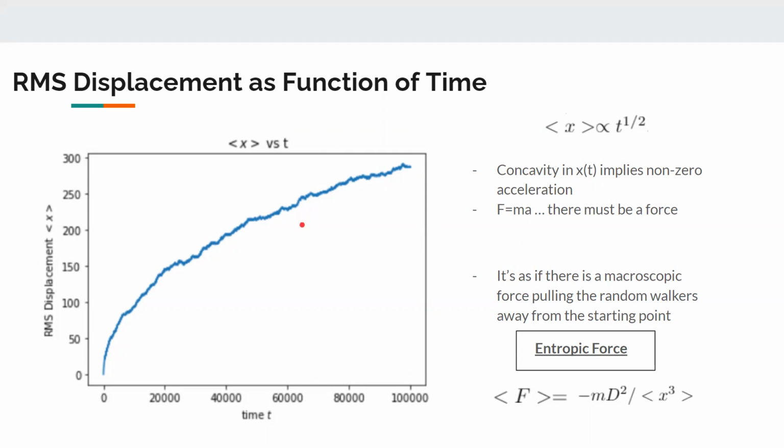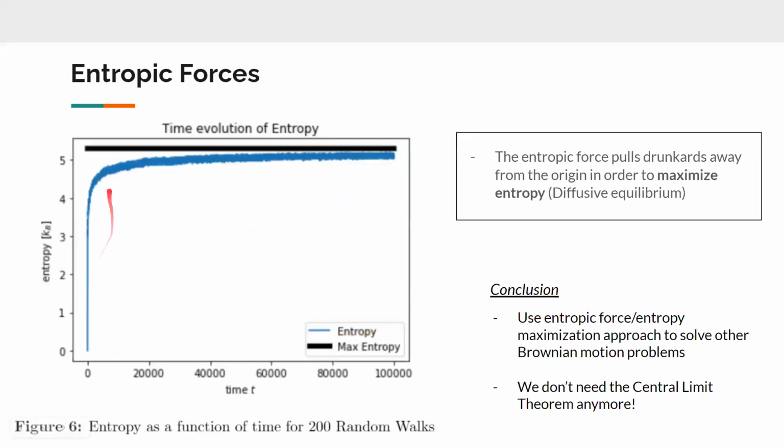But we also know by Newton's second law that F equals ma. So if we have a non-zero a, then we better have a non-zero F. So what we can conclude is it's as if there's a macroscopic force pulling the random walkers away from the origin. And this mysterious macroscopic force is called the entropic force. And it goes by -1 / RMS distance cubed.